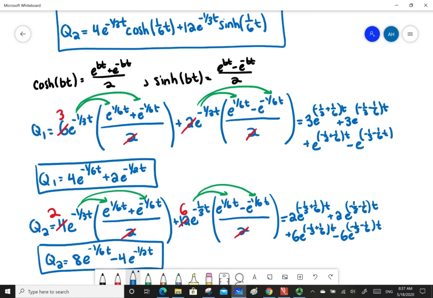And these are the same solutions that we got when we used matrix methods to solve the same linear system of differential equations.